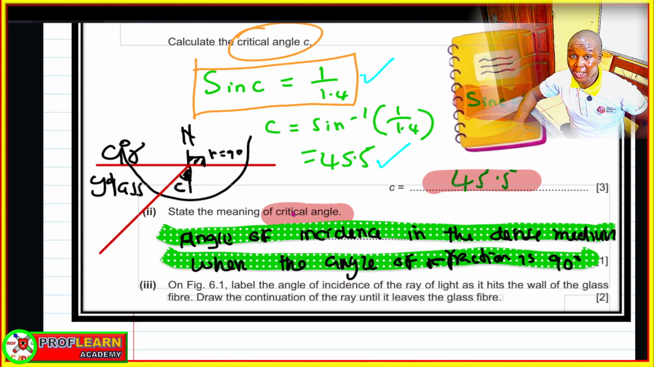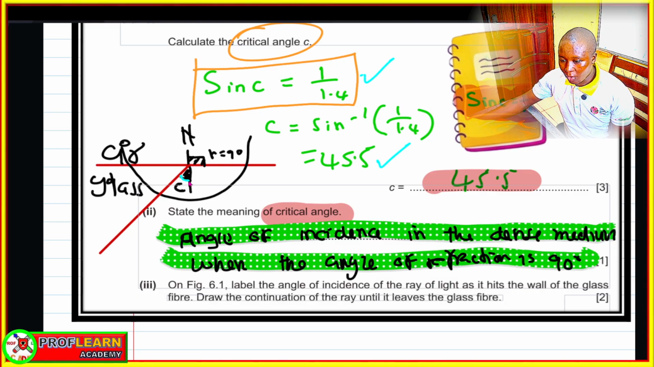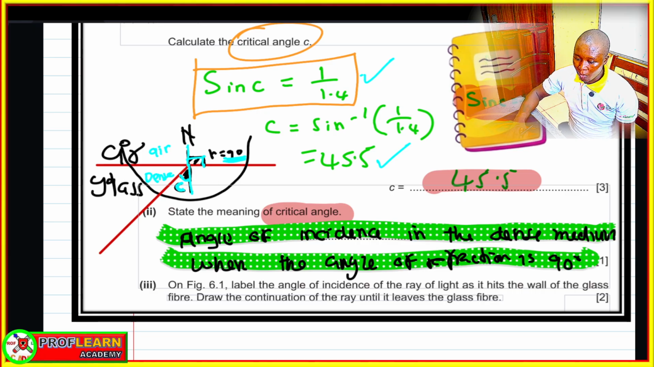State the meaning of critical angle is also a question that is usually asked. This is glass, which is dense, and this is air, which is less dense. It is the angle of incidence in the dense medium when the angle of refraction in the less dense medium is equal to 90 degrees.